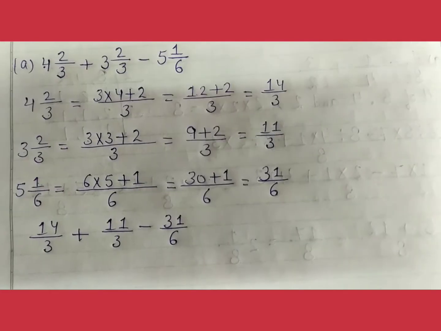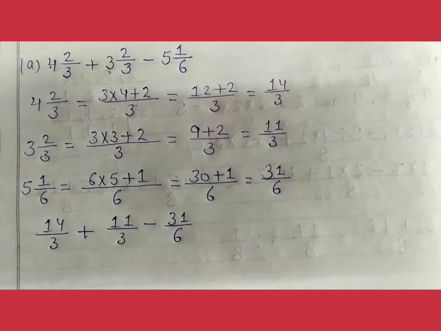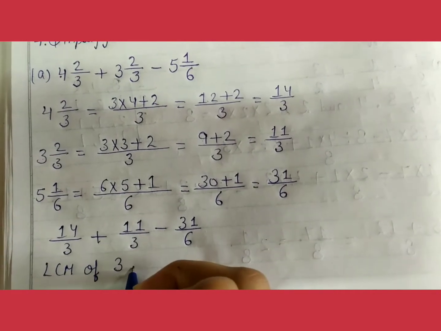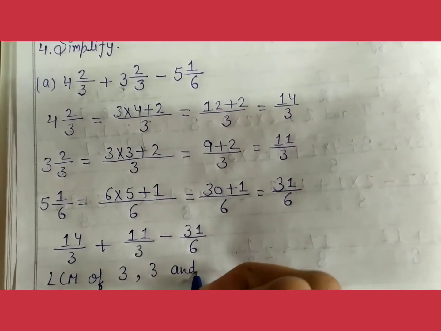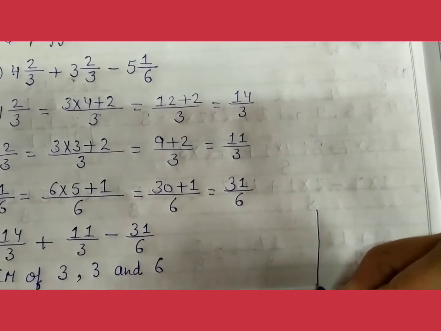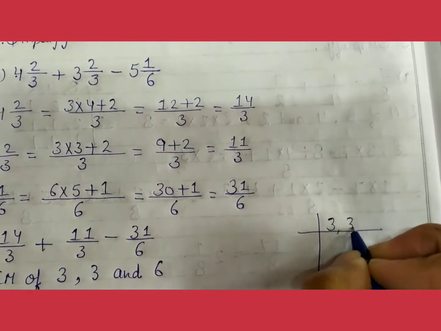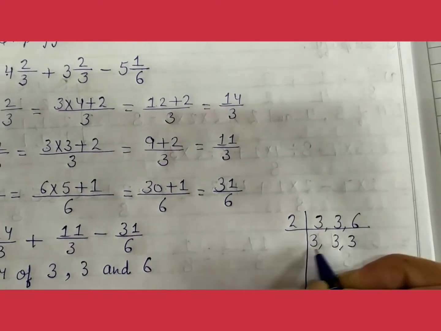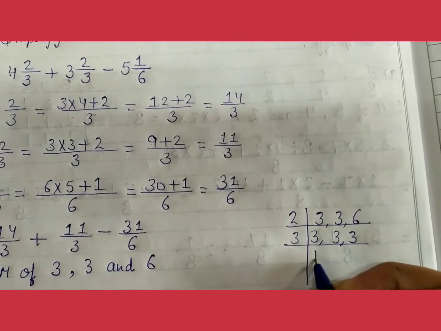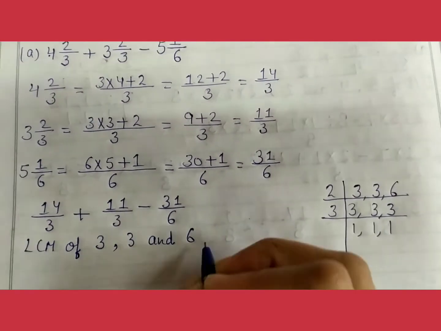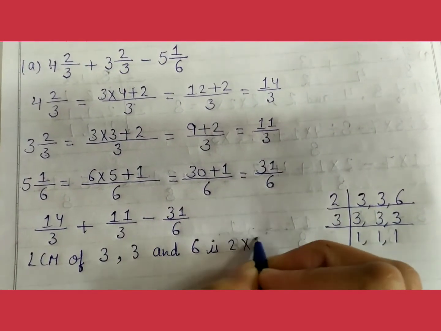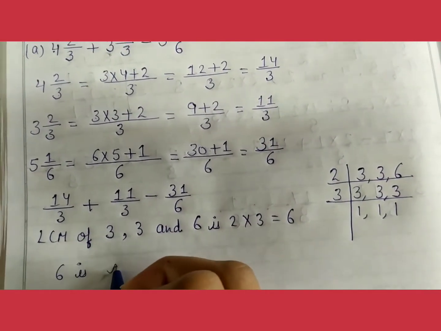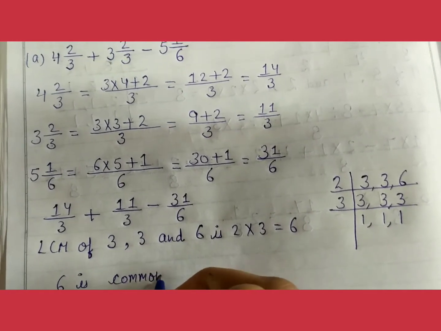Children, denominators are not the same. So find out the LCM of 3, 3 and 6. Three as it is, 2 threes are 6, 3 ones are 3, 3 ones are 3. LCM is 2 multiply 3, that is 6. Children, 6 is a common denominator.